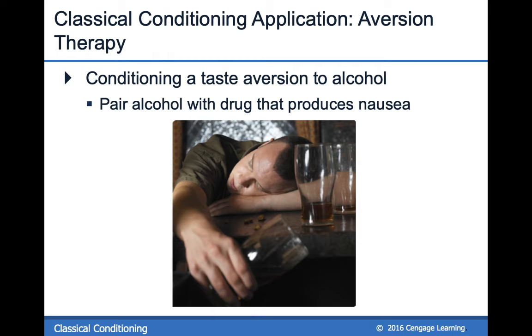This can actually be applied to help people who have alcohol dependency issues. People who are trying to abstain from alcohol can take a drug called Antabuse that conditions a taste aversion to alcohol. The drug produces severe nausea if they have just one sip of alcohol. So people who otherwise would want to drink a whole lot drink just a little bit, get really sick, and learn to associate alcohol with feeling nauseous, and so they learn to avoid alcohol altogether.